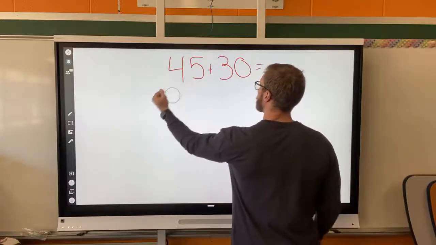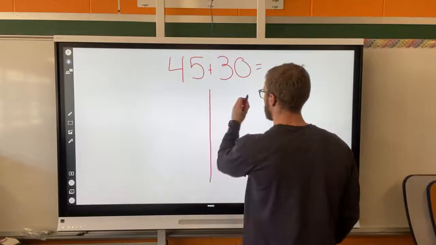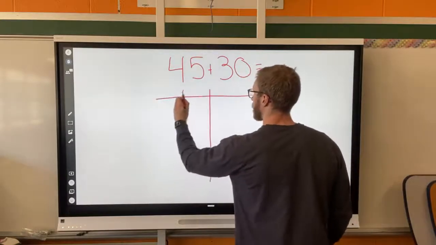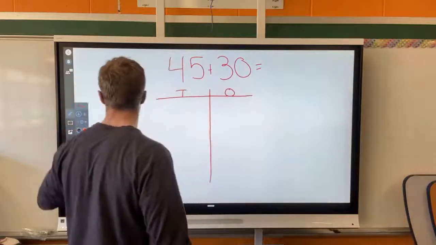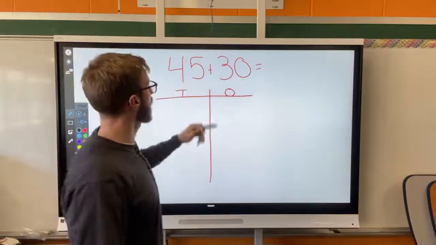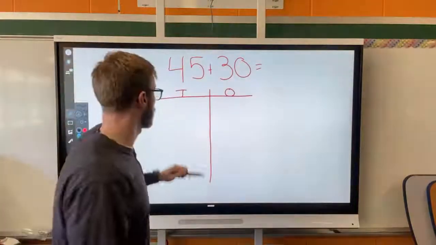All right, this time I'm going to use my T-chart. I really like this method too. This is a great way to do it. We have our 10s here and our 1s here. Switch to black. I'm starting with 45. It's 45 and then I'm adding 30, so I'm going to write the number 45 in here.